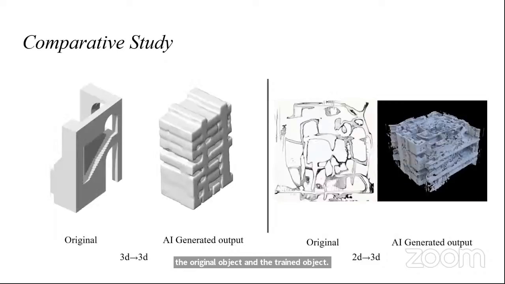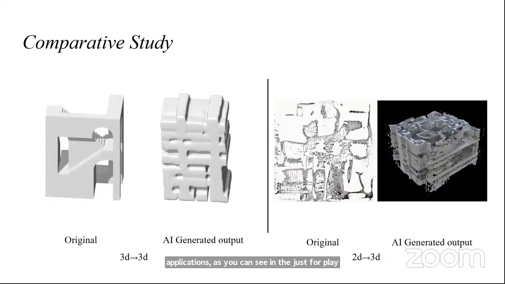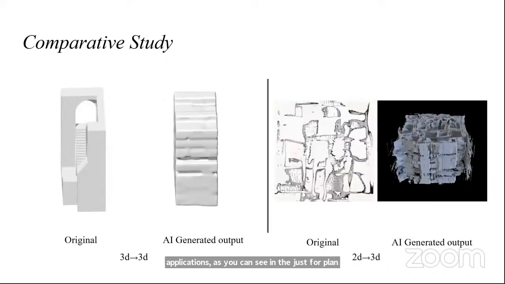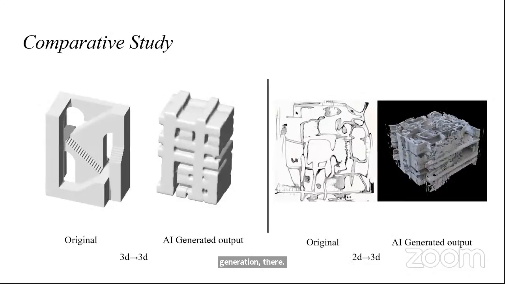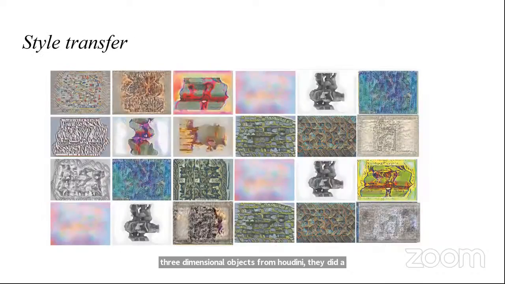As you can see, the original AI-generated output. And this is actually applicable to both 2D and 3D applications, as you can see in the floor plan generation there. And then finally, after the participants all got their three-dimensionalized objects from Houdini, they did a frontal rendering and a style transfer hosted on CoLab to further articulate the object. And here you can see a full-on workflow of one of the students' results.